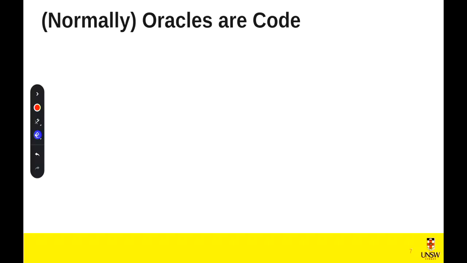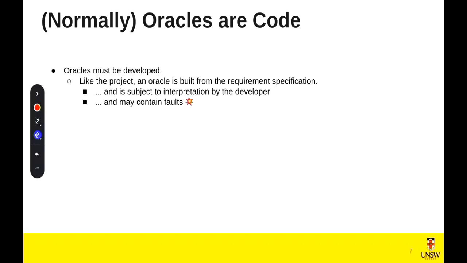And normally oracles are code. But of course we can do the correctness checking manually. But normally we want to do it automatically. So oracles are code, and code must be developed by the developer, right?